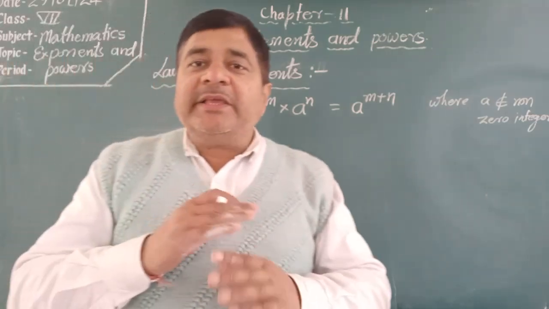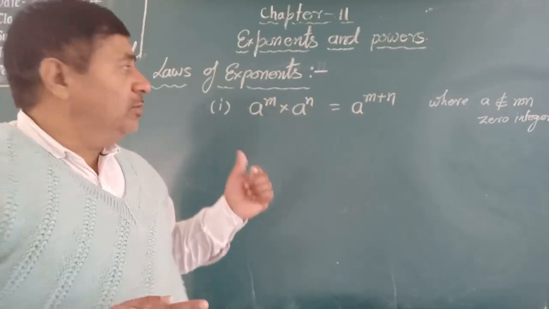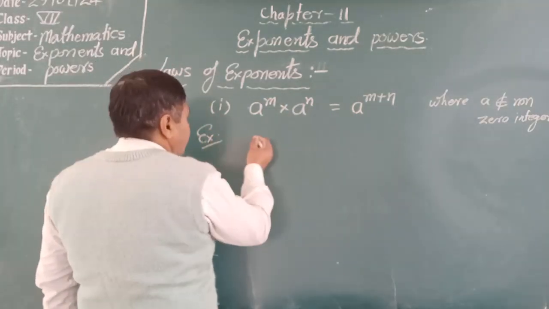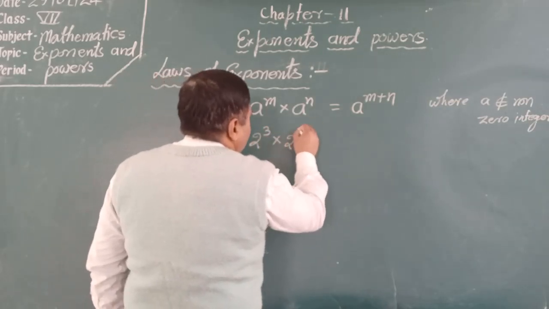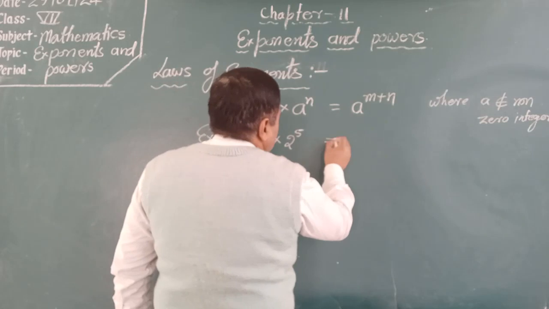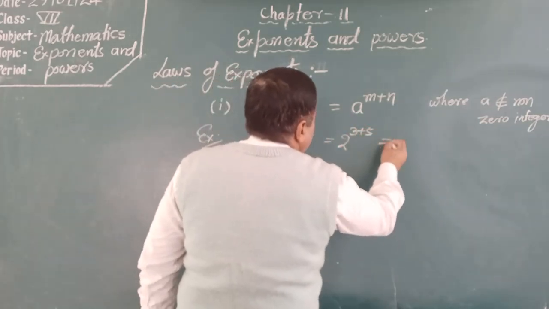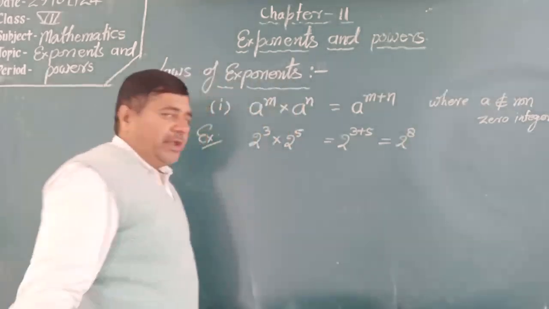और इसके अलावा जीरो इंटीजर्स के अलावा बाकी सभी इंटीजर्स पे वी कैन अप्लाई दिस लॉ। एंड फॉर एग्जांपल आई टेक वन एग्जांपल, 2 to the power 3 into 2 to the power 5, what becomes 2 to the power 3 plus 5, and 3 plus 5, what is 2 to the power 8.